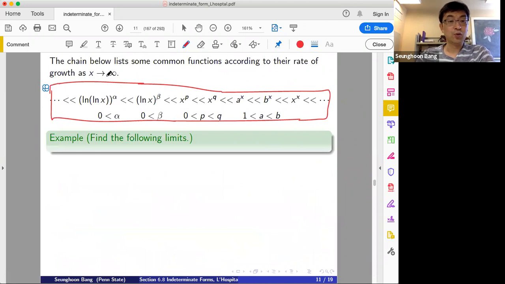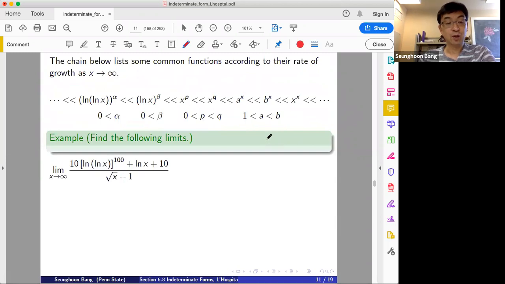This one is only for x approaching infinity. We have infinity form, so you can use this chain. Alpha and beta are positive. p is positive, q is greater than p, you can use the exponential function. a is greater than 1, and then p is greater than a.